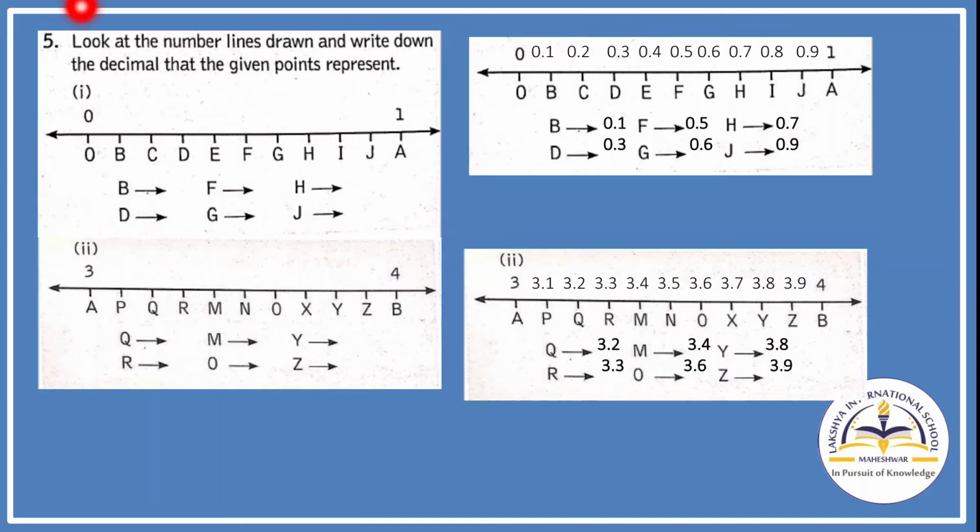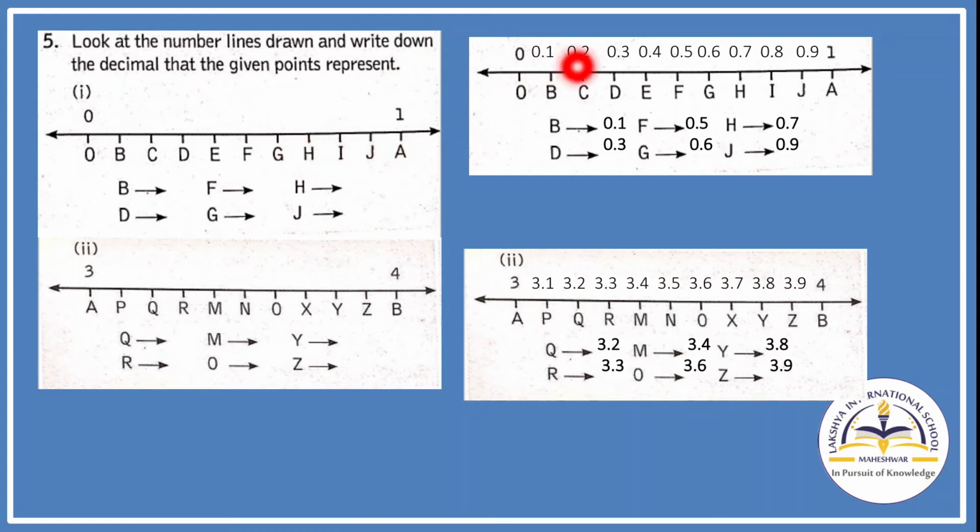Now question number 5, look at the number lines drawn and write down the decimal that the given points represent. Here first is given B. On B, which number will be there? You have to first write down the complete series, that is 0.1 here, 0.2, 0.3, 0.4, 0.5, 0.6 here, 0.7, 0.8, 0.9, and then 1.